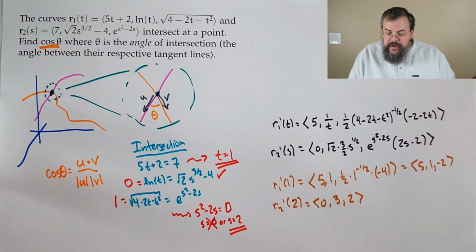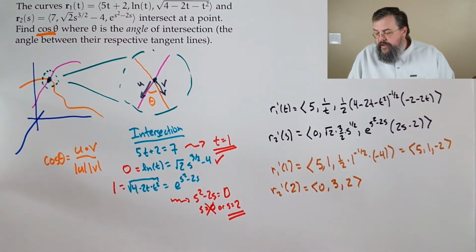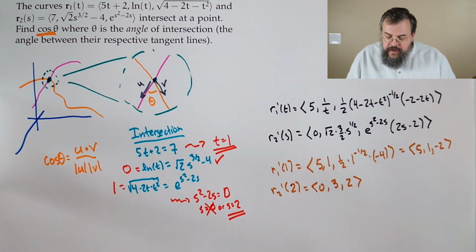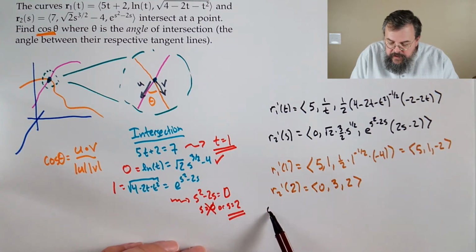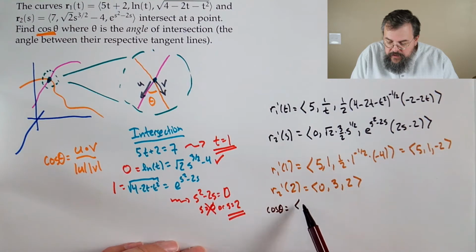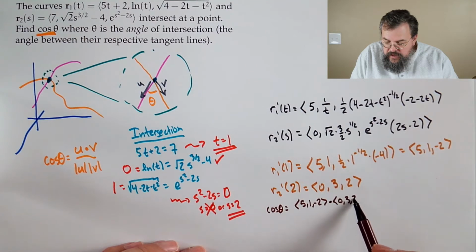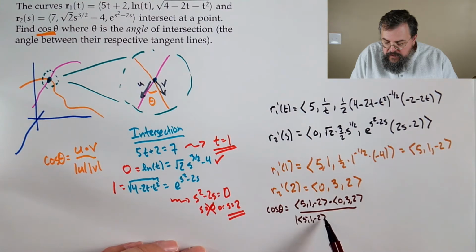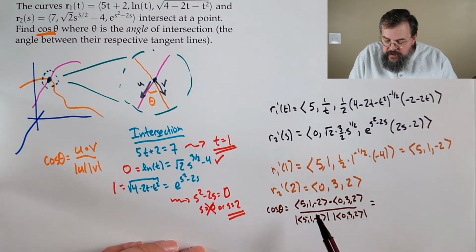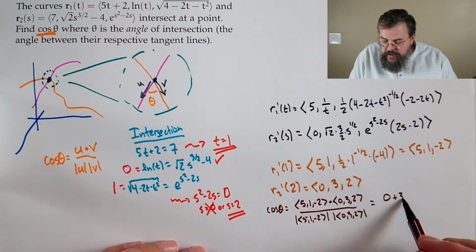Okay, so now we're ready. Here we go. Move this up a little bit to give us some space. And we have the following. Cosine of theta is u dot v, so 5, 1, negative 2, dot 0, 3, 2, over the magnitude of 5, 1, negative 2, times the magnitude of 0, 3, 2. So the numerator: 5 times 0 is 0, 1 times 3 is 3, minus 2 times 2 is minus 4.